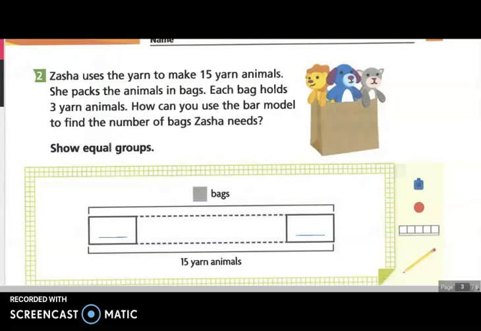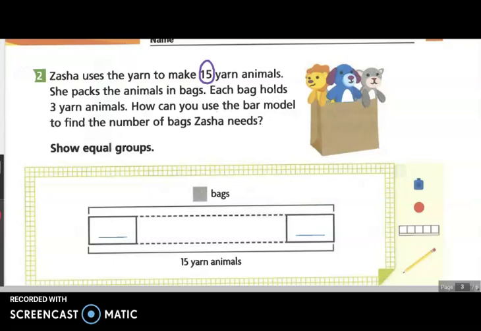Zasha uses the yarn to make 15 yarn animals. She packs the animals in bags. Each bag holds 3 yarn animals. How can you use the bar model to find the number of bags Zasha needs? So how many animals does she have? 15, right? Okay, it's right here. She has 15, that largest number. Each bag holds 3 yarn animals.